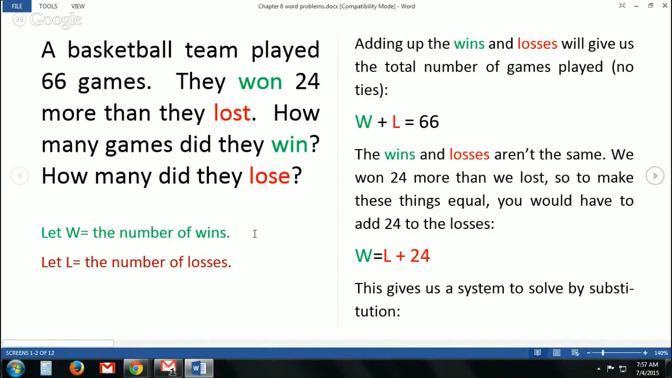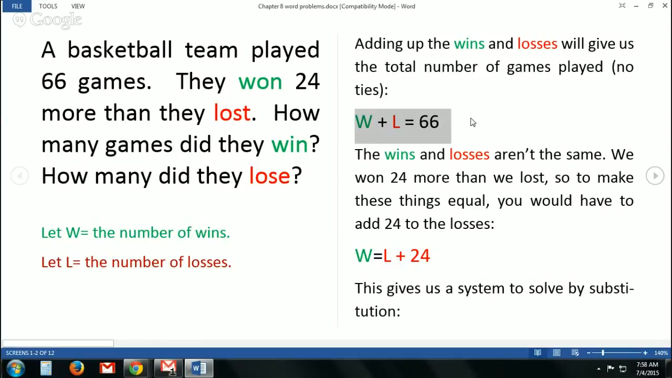Well, first, let's establish some variables that make sense to us. Let's let the number of wins be represented with the letter W, and let's let the number of losses be represented with the letter L. Now, it's not possible for us to tie a basketball game. So that means the number of wins that we have plus the number of losses that we have should give us the total number of games that were played. The wins plus the losses give us the total number of games played, and there is our first equation.